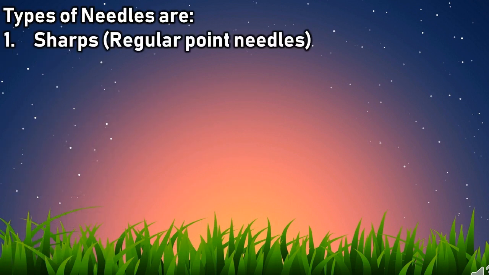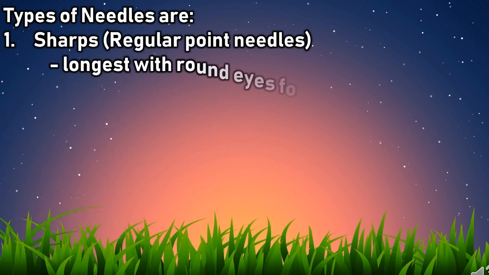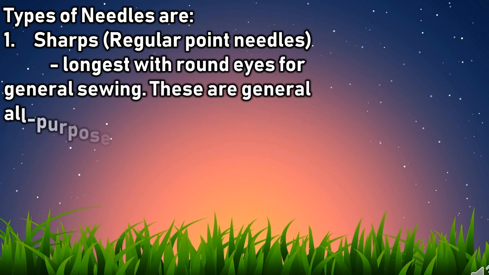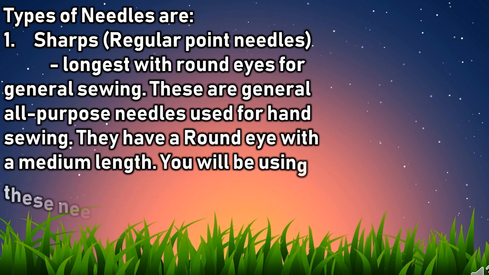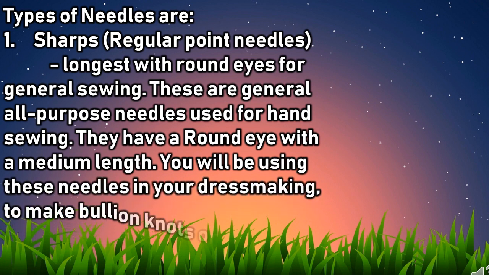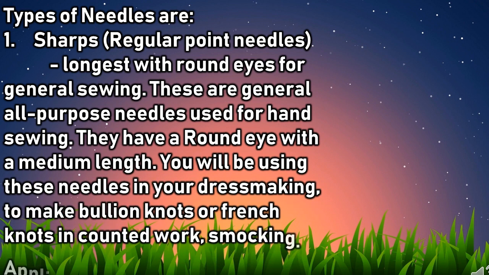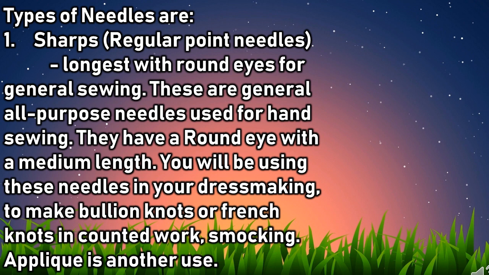Sharps, regular point needles. Longest with round eyes for general sewing. These are general all-purpose needles used for hand sewing. They have a round eye with a medium length. You will be using these needles in your dressmaking, to make bullion knots or French knots in counted work, smocking. Appliqué is another use.